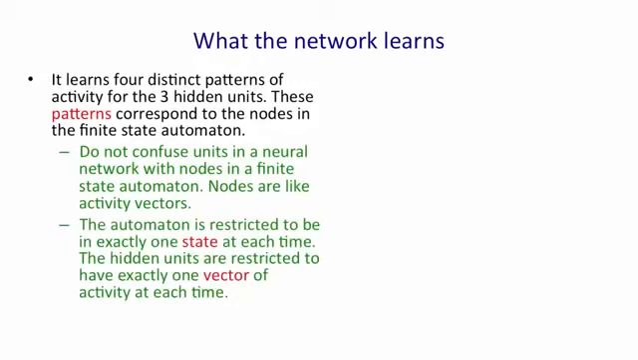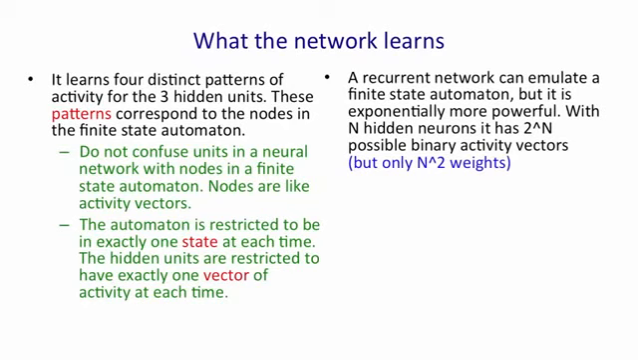The automaton is restricted to be in exactly one state at each time, and similarly the hidden units are restricted to have exactly one activity vector at each time in the recurrent neural network. So a recurrent neural network can emulate a finite state automaton, but it's exponentially more powerful in its representation. With n hidden neurons, it has 2 to the n possible binary activity vectors. Of course, it only has n squared weights, so it can't necessarily make full use of all that representational power. But if the bottleneck is in the representation, a recurrent neural network can do much better than a finite state automaton.